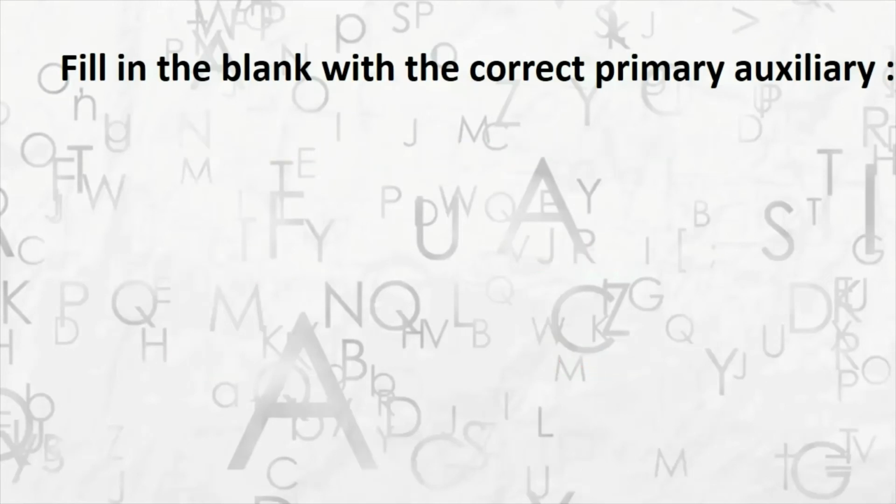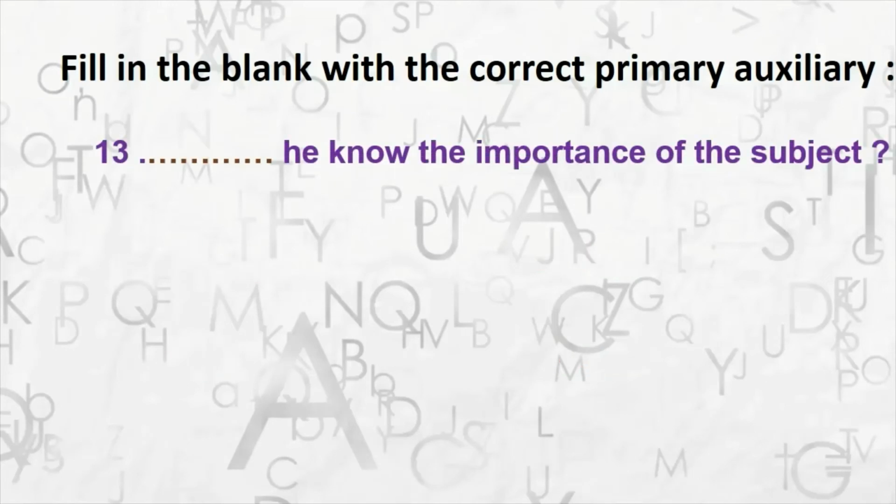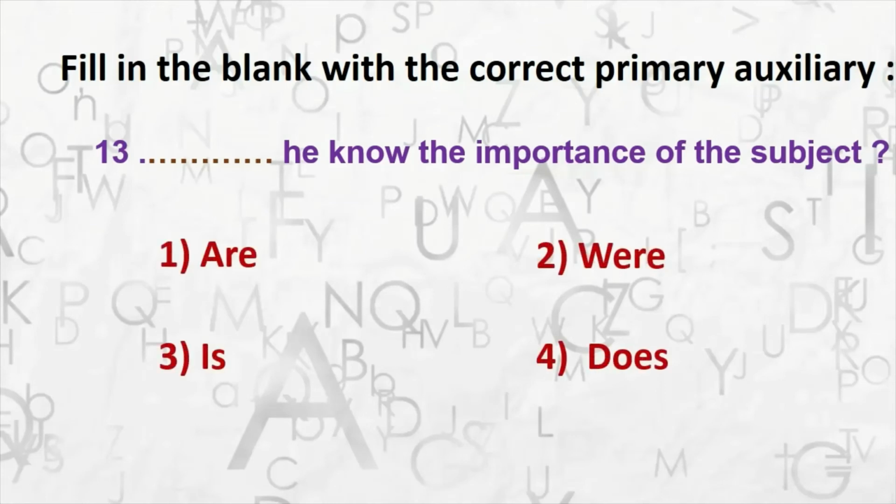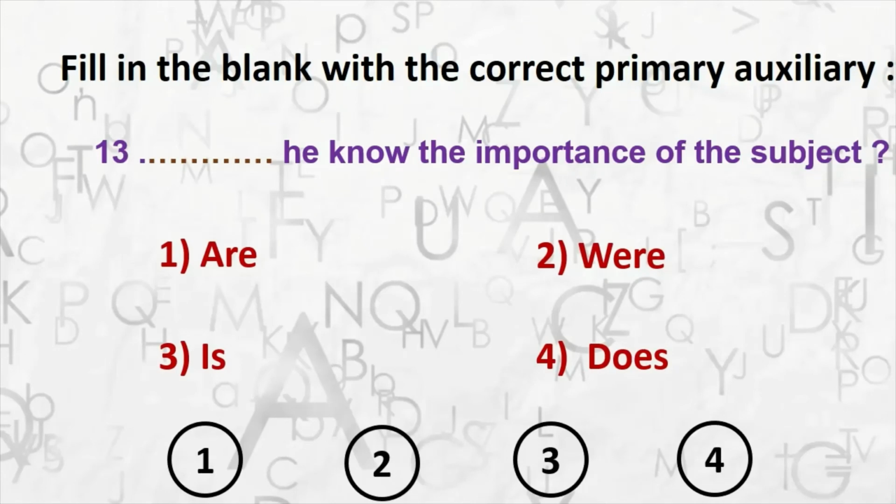Coming to the next example, example number 13, dash he know the importance of the subject? Now you're supposed to begin the question. So remember, whenever you begin a question, you always start with a capital letter. So here we have all these options starting with a capital letter. Are he know the importance? Were he know the importance? Is he know the importance, or does he know the importance? So which one is the correct one? It is option number 4. Does he know the importance of the subject?